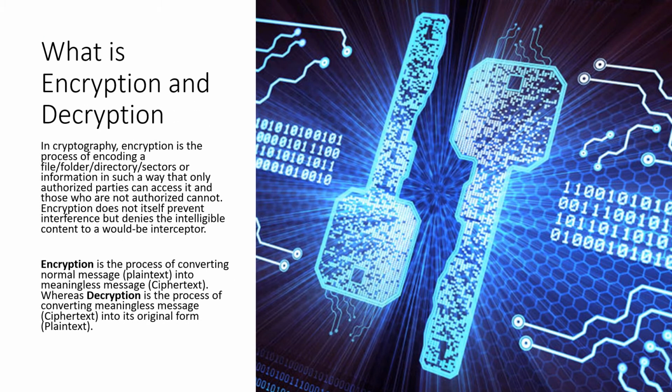In cryptography, encryption is the process of encoding a file, folder, directory, sectors or information in such a way that only authorized parties can access it and those who are not authorized cannot. Encryption does not itself prevent interference but denies the intelligible content to a would-be interceptor. Encryption is the process of converting a normal message, plain text, into a meaningless message, ciphertext. Whereas decryption is the process of converting a meaningless message, ciphertext, into its original form, plain text.